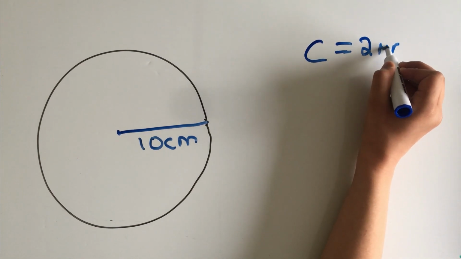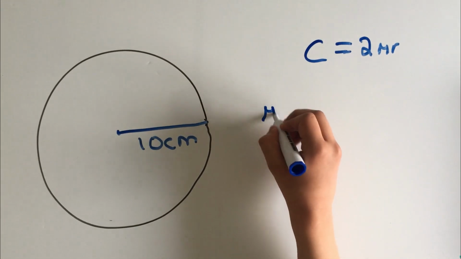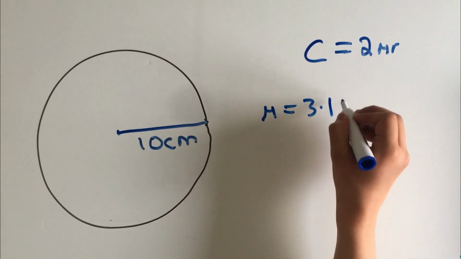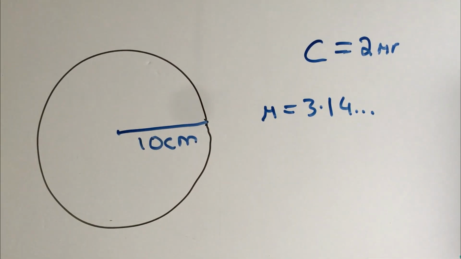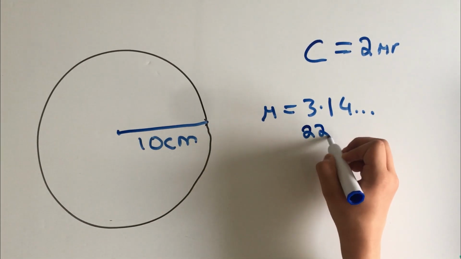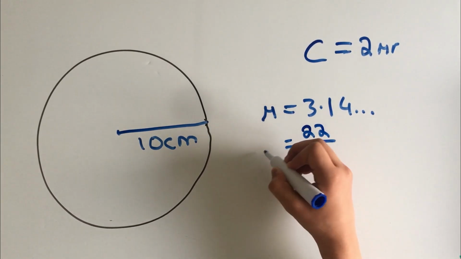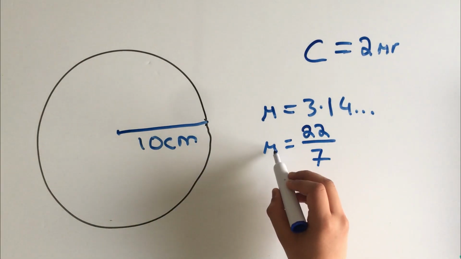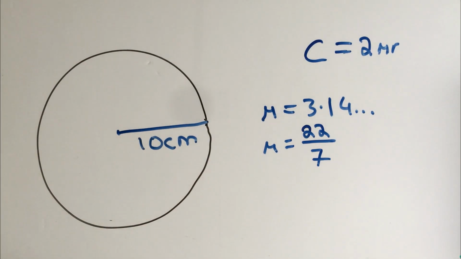You all might know what pi is. Pi is basically 3.14 and so on. Sometimes it's also written as 22/7. Pi is basically the ratio between the circumference and the diameter of a circle.